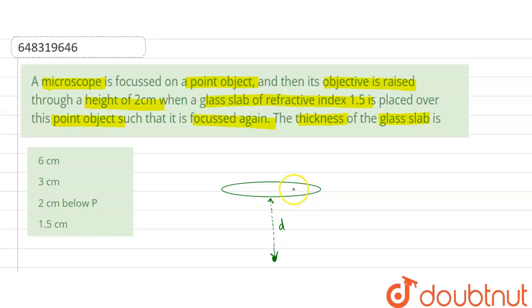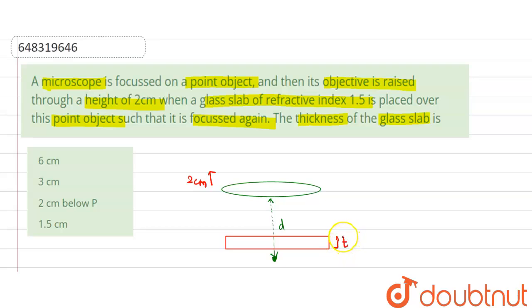Suppose this is the objective of the microscope. It is nothing but a convex lens and it is focused on the object. Then it is told that when we place a glass slab, suppose a glass slab is placed above the object, then for focusing it again, we have to raise this objective by 2 cm. So we have to find out the thickness of this glass slab.